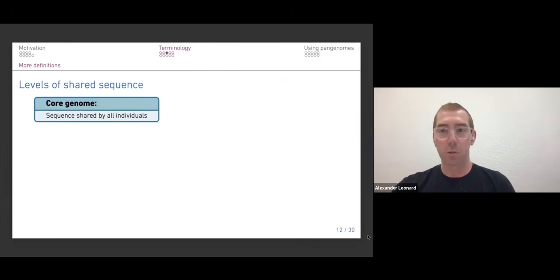When we talk about pangenomes, we want to really care about what sequence is shared across the assemblies and what sequence is different across the assemblies. So you might have some definitions for something like a core genome. So this is sequence that is present across all individuals.